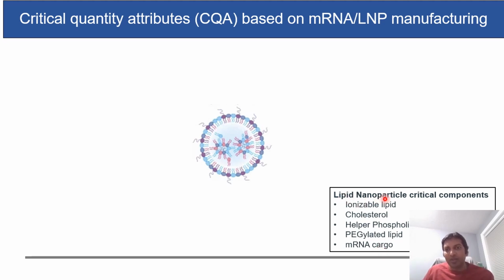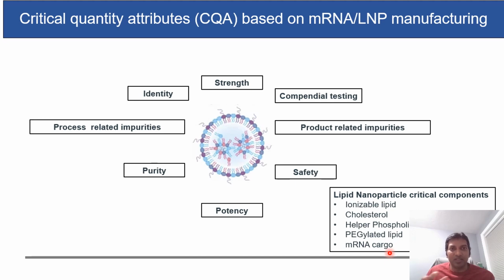So based on this mRNA lipid nanoparticle, the critical quality attributes can be defined like this: we want to understand the strength of this particle. We want to define the compendial testing, and then when you manufacture these, the product related impurities, which are all from the raw material. Each raw material, any excipients, we need to understand them. And safety: what is the dose, how does the size play a role? And the critical thing would be potency: if this batch is produced, what is the potency of this batch, is it viable for doing any studies? And purity is also important. You always want to have the highest purity of your product. You don't want to have any impurities.